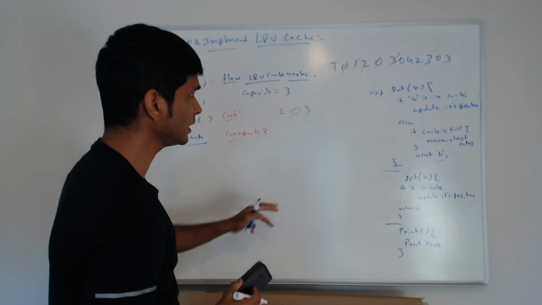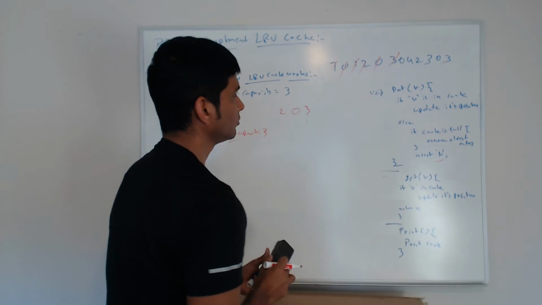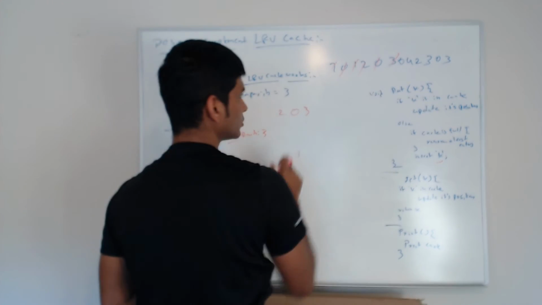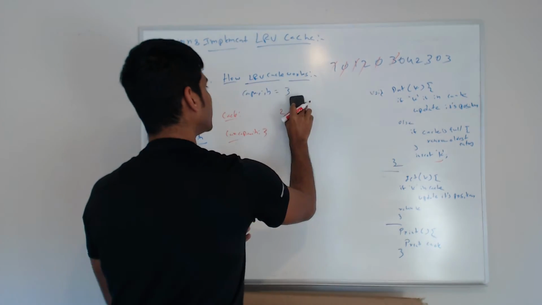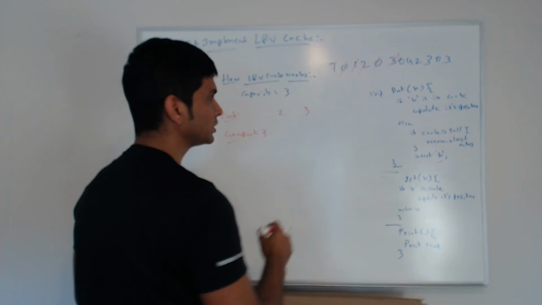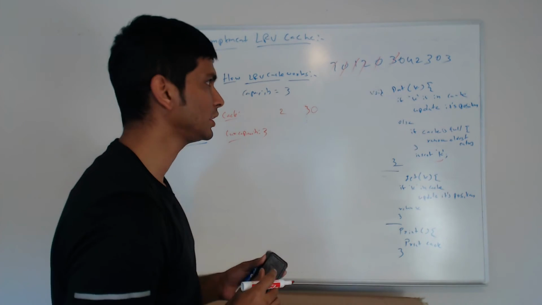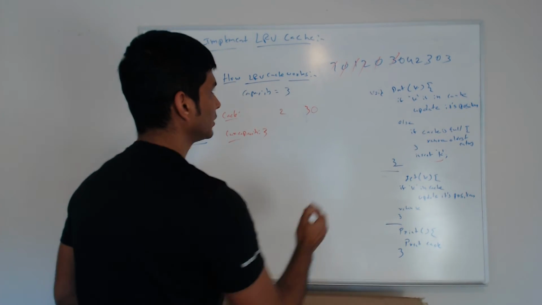And next we call put on 0. Again, we check, is 0 in cache? Yes, 0 is in cache here. So we update its position, wherever it is, to the most recently used position, because we accessed 0 recently. That's how the LRU cache should work. And that's it, we are done.